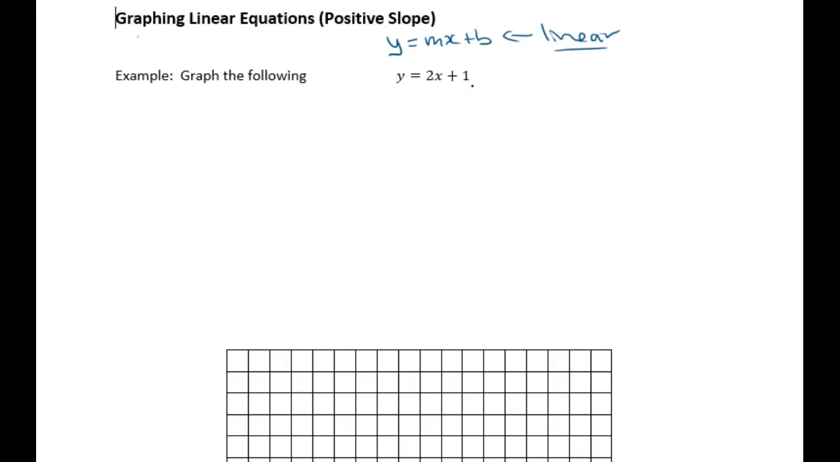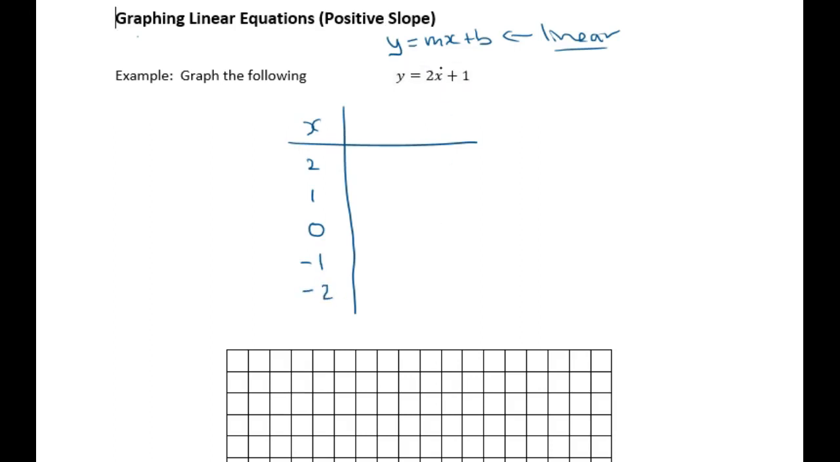Remember that you want to choose at least 5 values for your x value, and then we'll substitute that into our y. So I'm going to choose 0. I'm going to choose 2 positive values, so 1 and 2, and 2 negative values, negative 1 and negative 2. We don't necessarily have to use those specific ones, but those are the ones that I'm going to utilize.